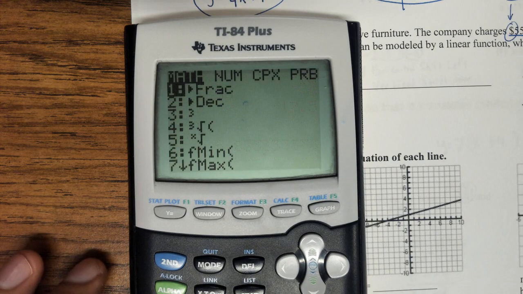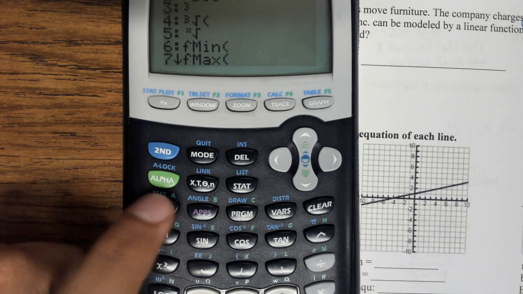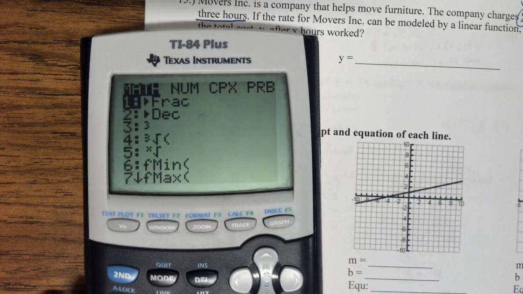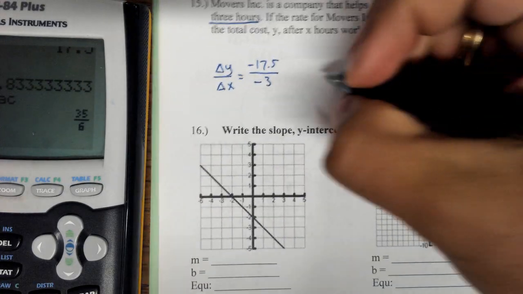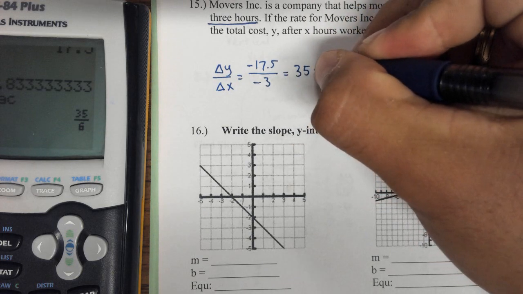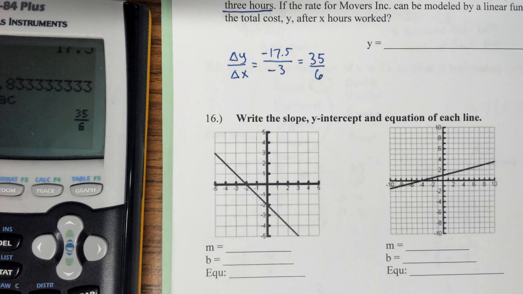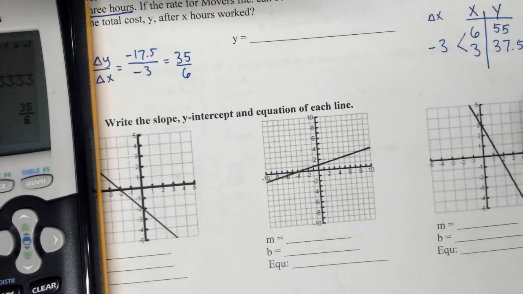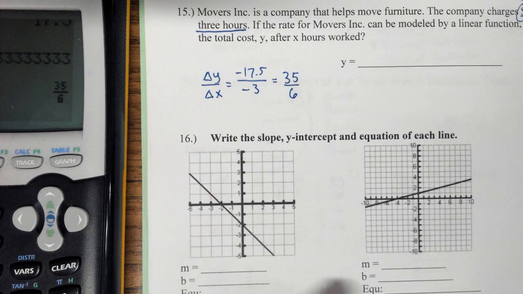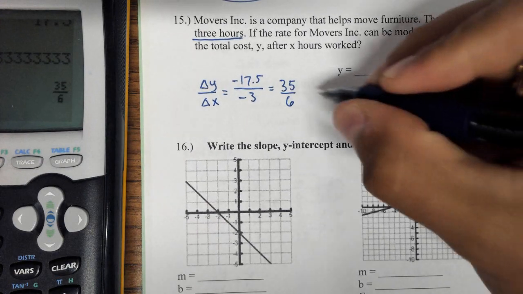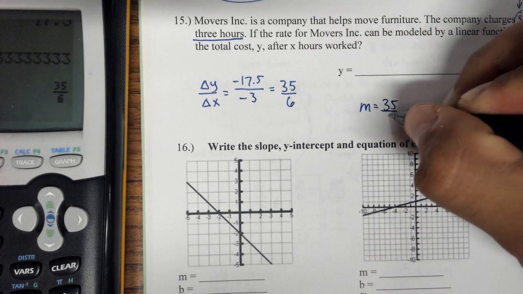I can go over to math and hit fraction. Your math key is right here. Anytime you get a fraction or a decimal, you hit math, fraction, and all you do is hit enter, and it's going to give you the fraction 35 over 6. Okay, so not a very nice fraction, but there it is, 35 over 6. Again, we're trying to figure out our equation, so 35 over 6. So far we have that that's our slope. M equals 35 over 6.